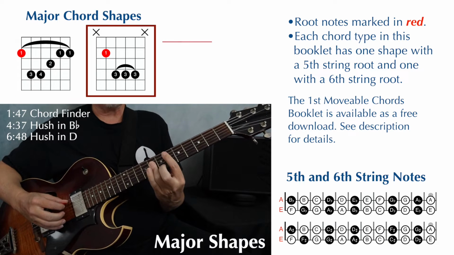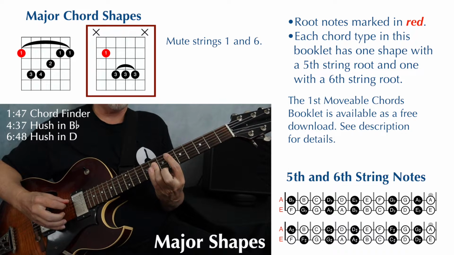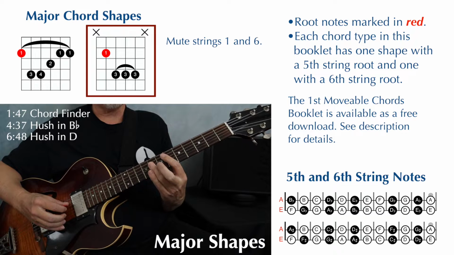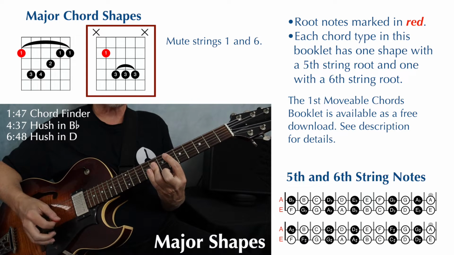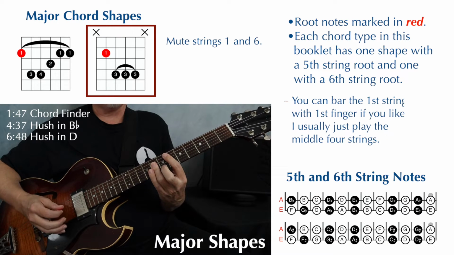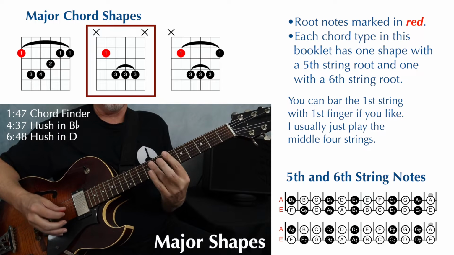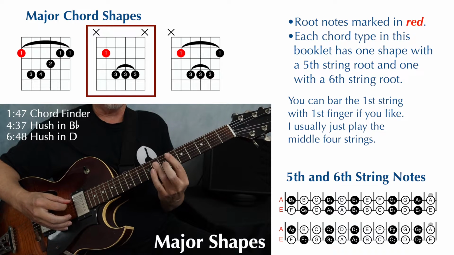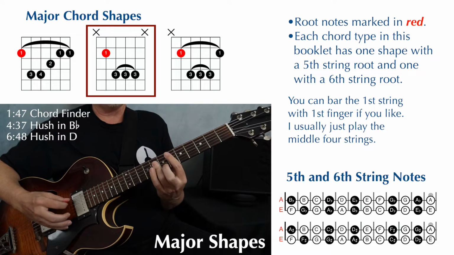And our 5th string shape, we have finger 1 also playing the root, and then finger 3 is barring strings 2, 3, and 4, and we're muting strings 1 and 6. A lot of people also like to bar the 1st string with this shape. If you do that, you're going to want to bar with your 1st finger. I like to play this just playing the middle 4 strings, and then just bar if I need to.